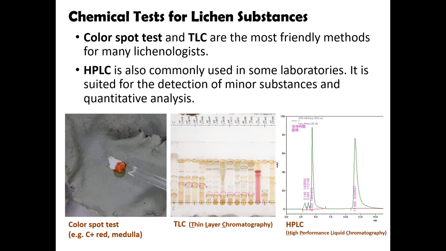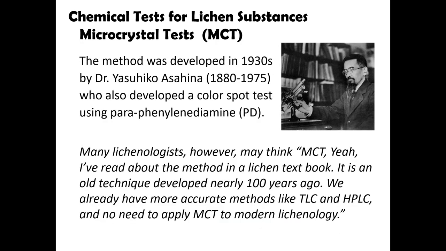To detect lichen substances, it is known that color spot tests and TLC are the most friendly methods for many lichenologists. HPLC is also commonly used in some laboratories. It is suited for detection of minor substances and quantitative analysis. Besides them, there is a method called the microcrystal test, which was previously used by many lichenologists. It was developed in the 1930s by Dr. Yasuhiko Asahina, who also developed a color spot test using paraphenylenediamine.